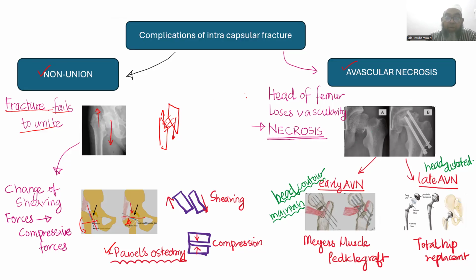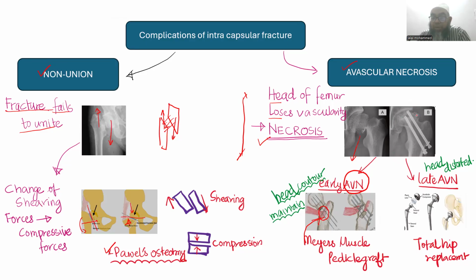Then avascular necrosis. Why does avascular necrosis happen? Due to compromised vascularity. So the head of the femur loses vascularity and starts going into necrosis. That's why it is called avascular necrosis. If the patient has early avascular necrosis, in this patient the head is not disfigured, but there is loss of vascularity. In such cases, we can do something to increase the vascularity. We can put a muscle pedicle graft, for early AVN.